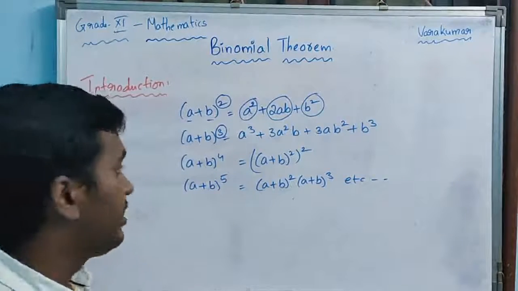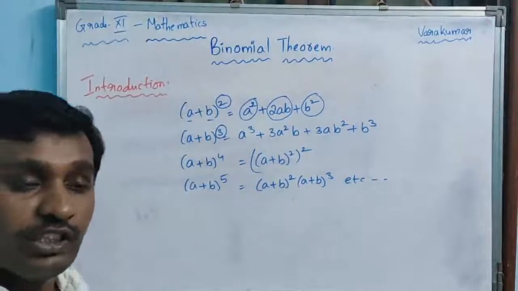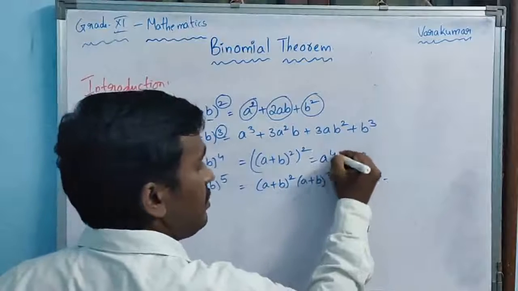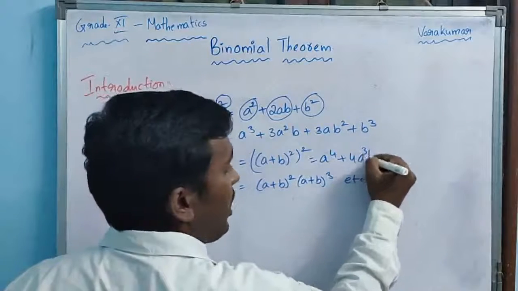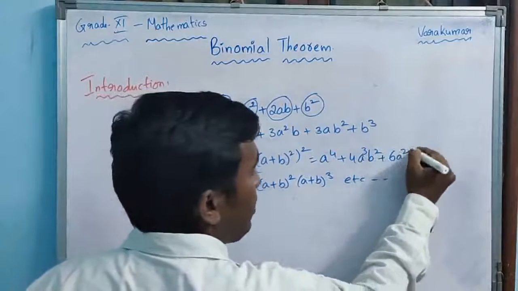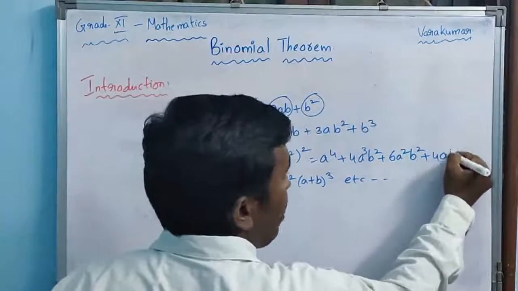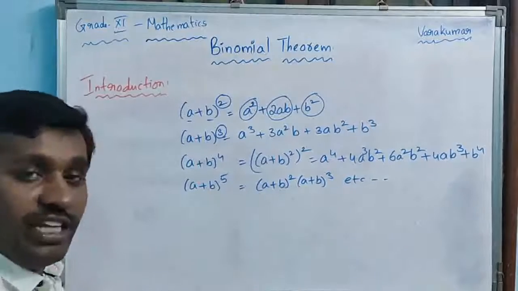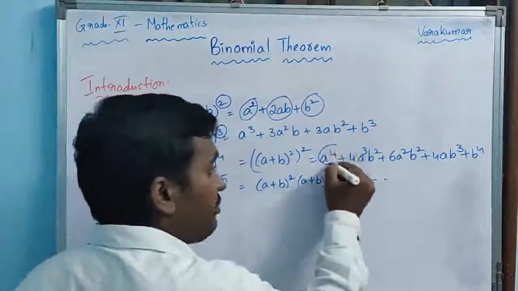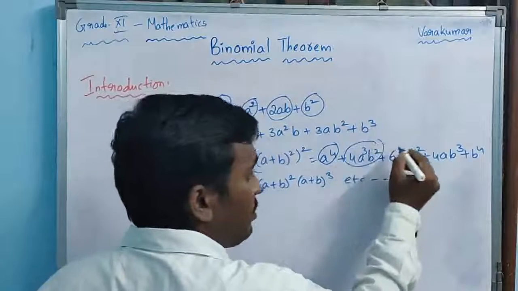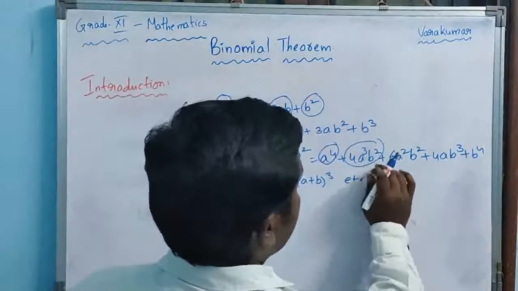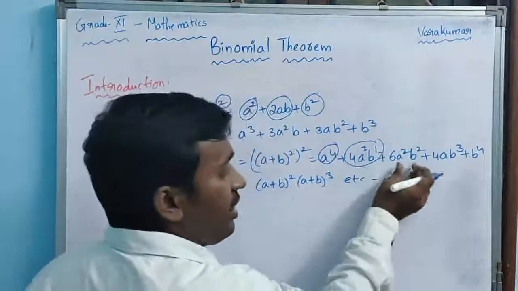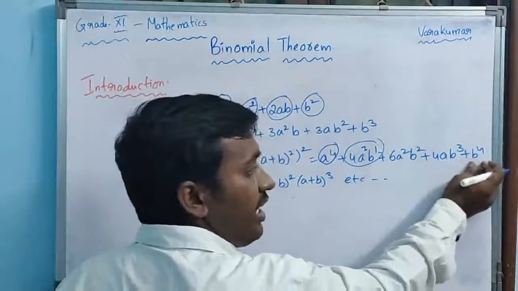equation. Right? Then similarly, a plus b whole power 4. If you expand it, a power 4 plus 4a cube b plus 6a square b square plus 4ab cube plus b power 4. Similarly, a plus b whole power 5, whatever you expand. See here, the first term has degree 4, and here also degree 4. a cube b is degree 4, here degree 4, here also degree 4, and degree 4.